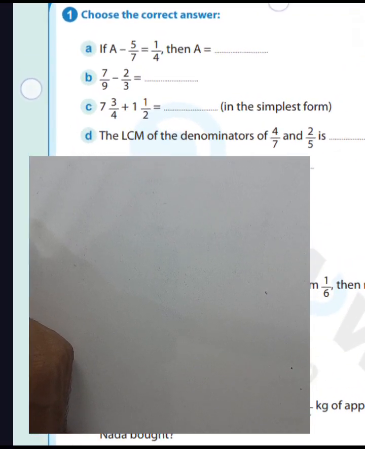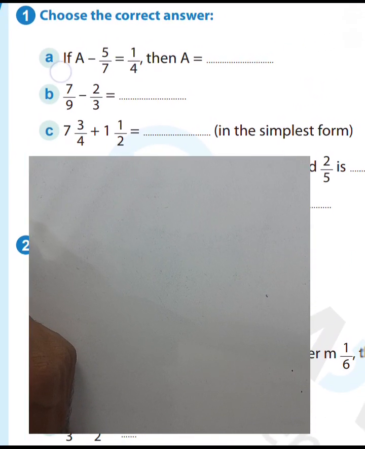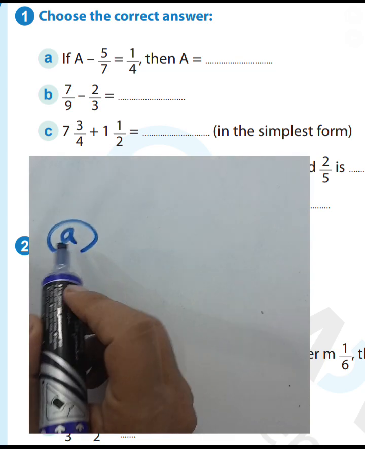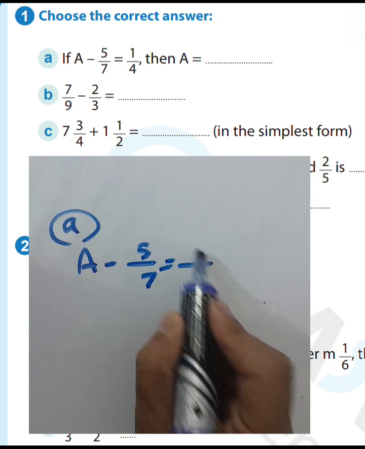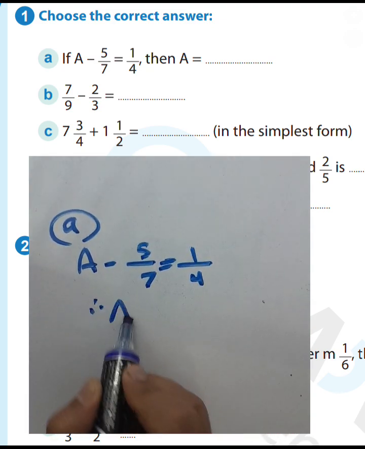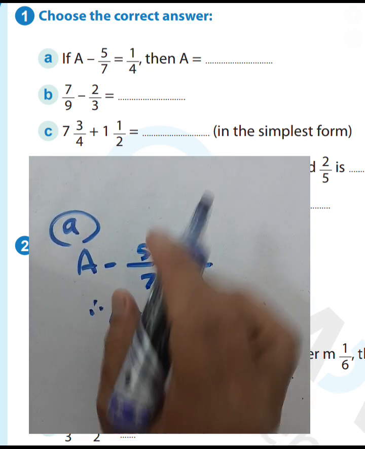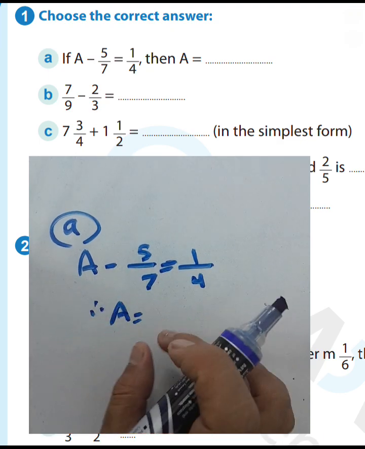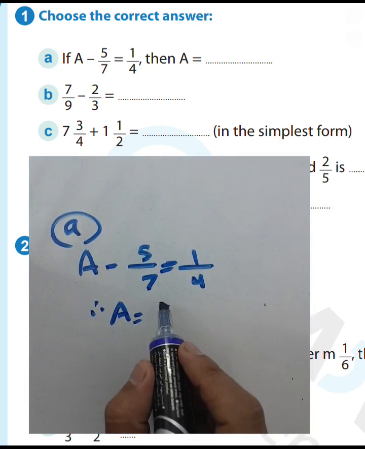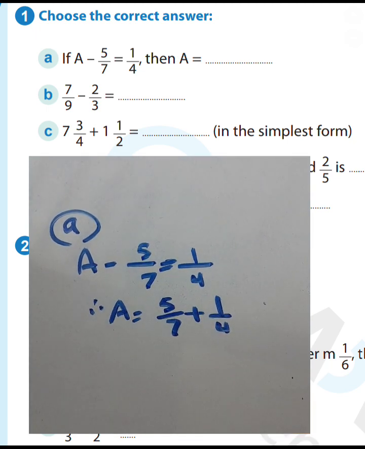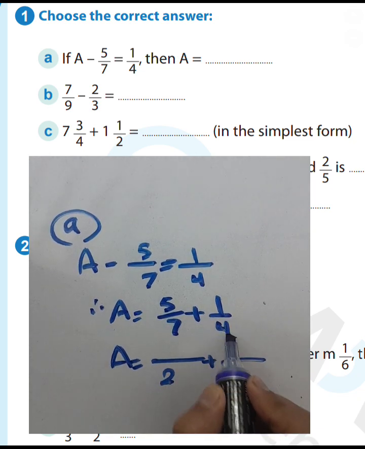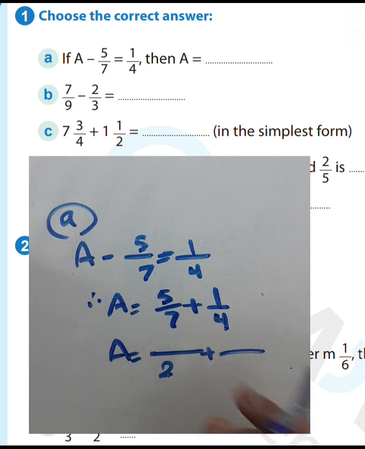Next example, letter E. If E subtract 5 over 7 equals 1 over 4, then what is the value of E? We can add the two numbers to find the minuend. You must add the subtrahend to the difference: 5 over 7 plus 1 over 4. You can write the value of E equals, right here, the least common multiple between them equals the product, because 7 and 4 are relatively prime numbers.